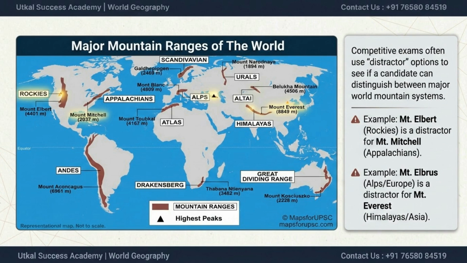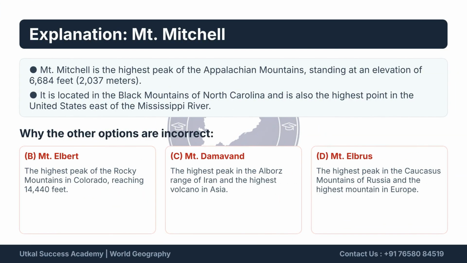The image also shows how competitive exams use similar mountain names as distractors, making world map and peak location knowledge very important for geography preparation. The other options are incorrect. Mount Elbert is the highest peak of the Rocky Mountains in Colorado.